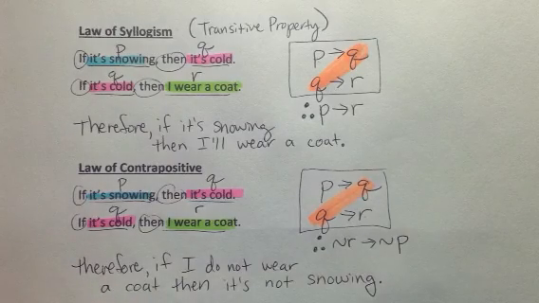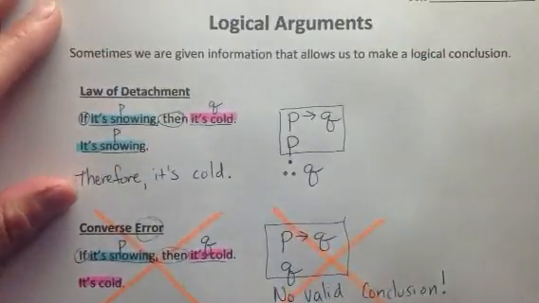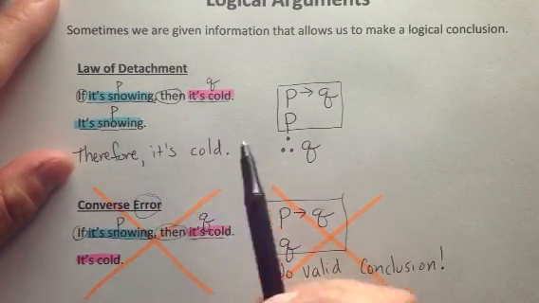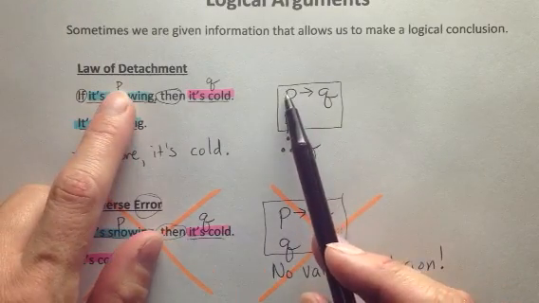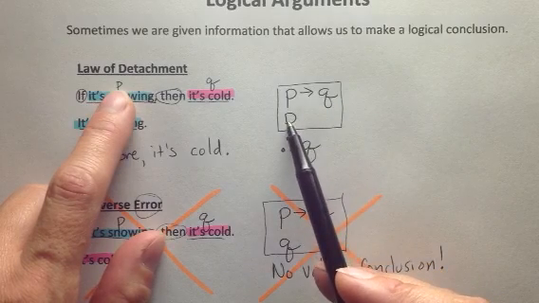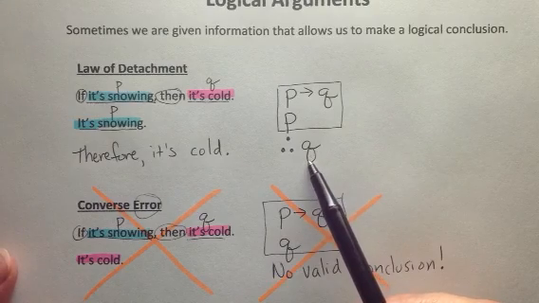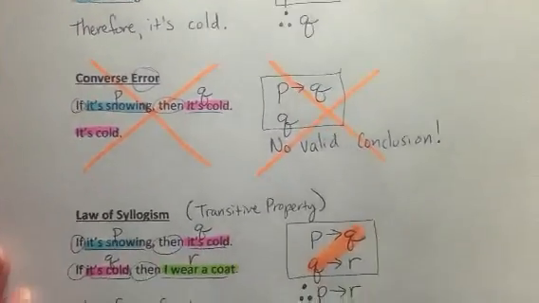So again, I want to be very clear that we're not talking about whether something is true or false. What we're talking about is whether we can make a valid conclusion based on given information. When I have the law of detachment, remember, it's not a conditional conclusion. It's just Q. There's no if-then in here. There's no arrows here. So law of detachment says if I'm given a conditional statement and I'm told the hypothesis is true, I can then conclude that the conclusion will follow, the Q part. So therefore it's cold. The converse does not work.